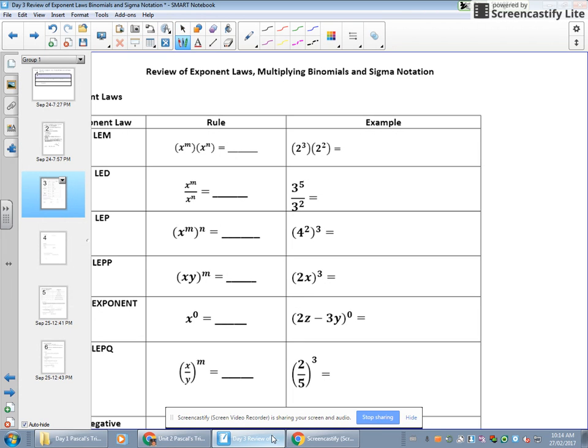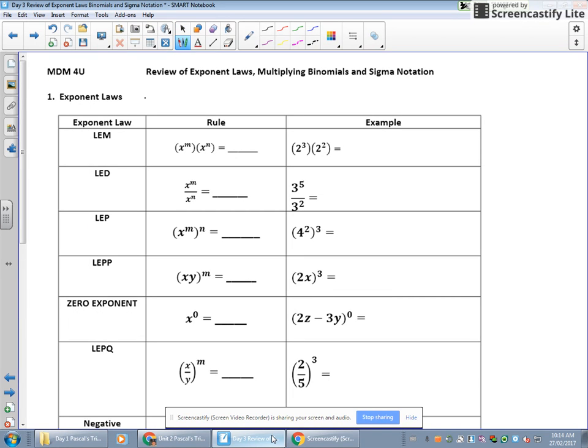All right, so we're just going to review our exponent laws. First case, when we're multiplying exponents with the same base, that simply becomes x to the power of m plus n. So an example in this case, this would become 2 to the power of 3 plus 2, or 2 to the power of 5.